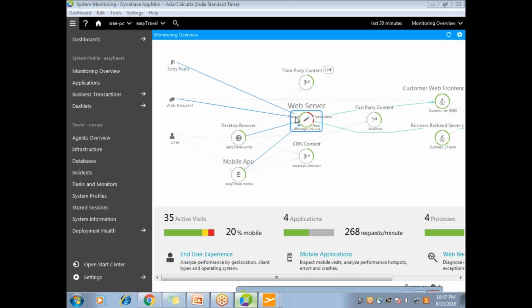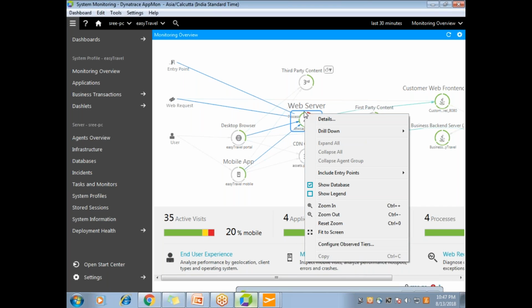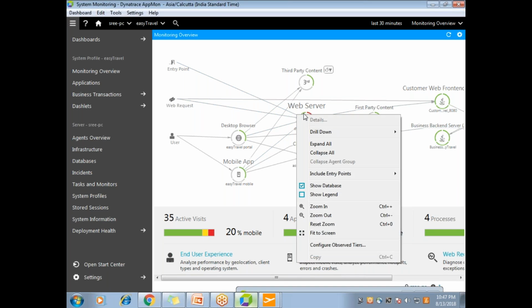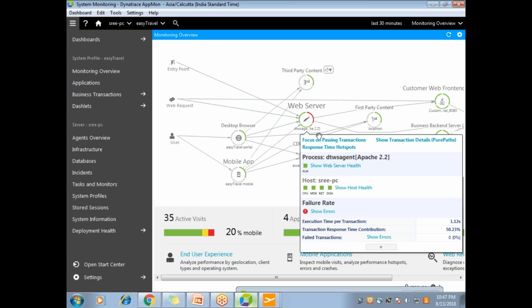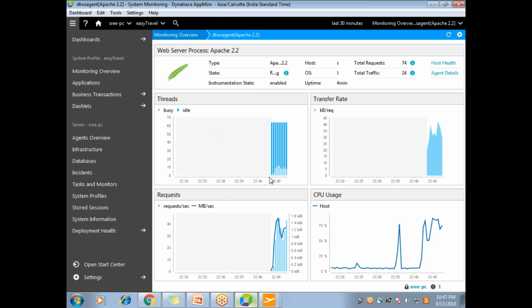There is process, there is transactions. We'll go through the process. See, summary, utilization, health, and there is a process. Let's go with the process first. Show web server health. Automatically a new tab will come and it will show you the web server health.